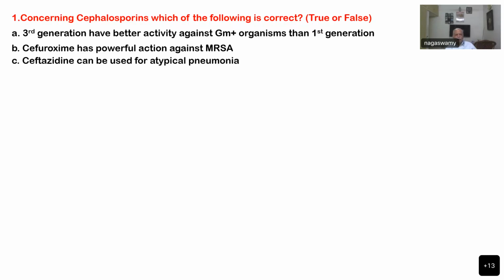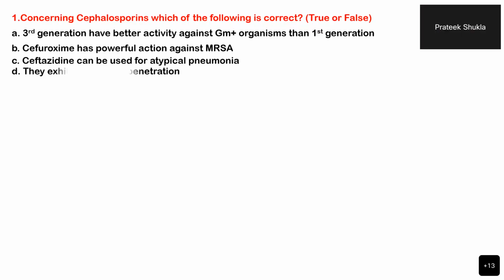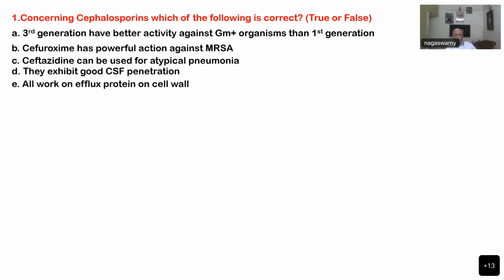Okay. Ceftazidime can be used for atypical pneumonia. If anybody is planning to become an intensivist, this knowledge is very, very important. After your qualification, if you plan to take up intensive care and manage patients in ICU, without this knowledge, you cannot survive. Cephalosporins exhibit good CSF penetration. True. Okay. All work on efflux protein on cell wall. Don't know, sir.